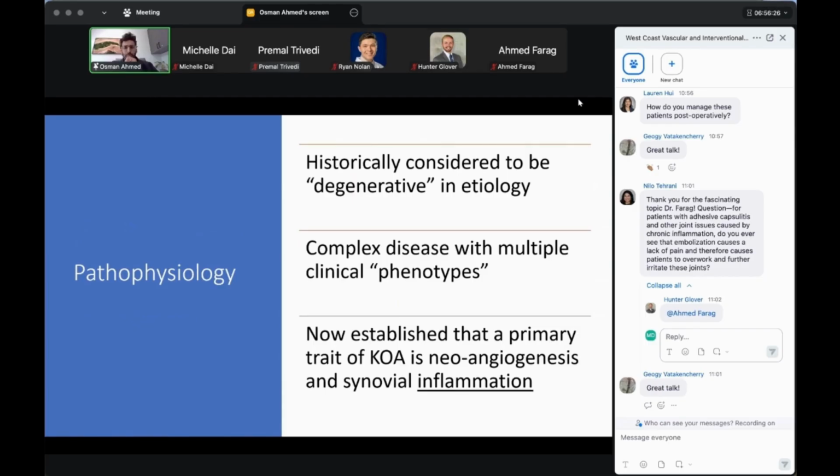So when we think about the pathophysiology of OA, this has historically always been considered a degenerative disease. We always just say it's a wear and tear disease, but the reality is if you look at rheumatology literature over the last 10 years, it's very clear that this is a very complex disease with multiple clinical phenotypes. And among those phenotypes, it's very well established that a primary phenotype of knee OA is actually neoangiogenesis and synovial inflammation.